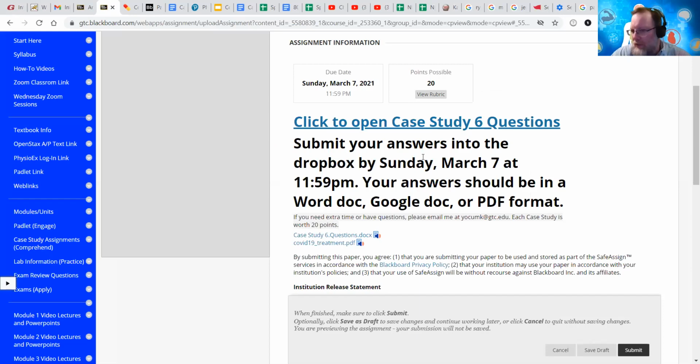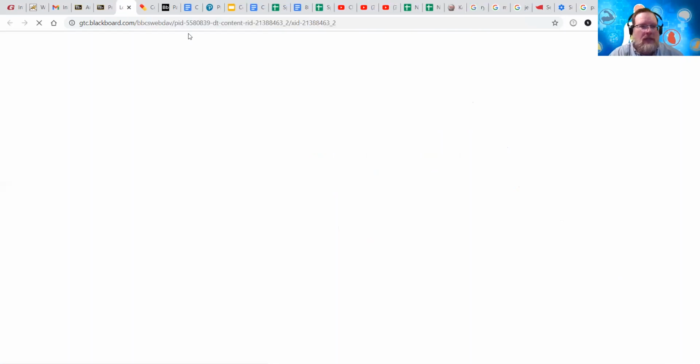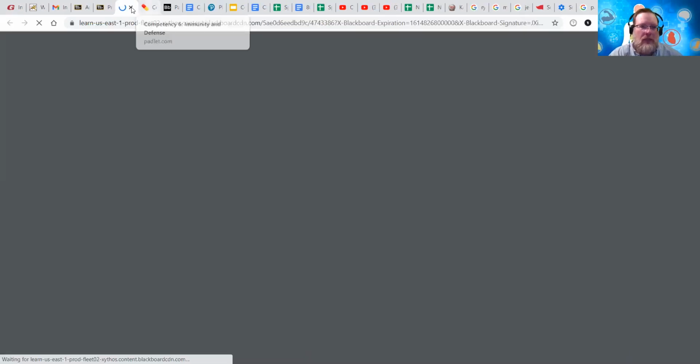And again, how do you find the actual case study? That's going to be down here under COVID-19 treatment for this particular one. The PDF version is going to be the case study, the actual case study. This is the Word doc version. And then of course, this is the Google Doc. So this hyperlink and this first one are going to be the same thing. This one will again open directly and download a Google Doc, which you can type right into. And then the COVID-19 treatment, that's going to be the actual case study.